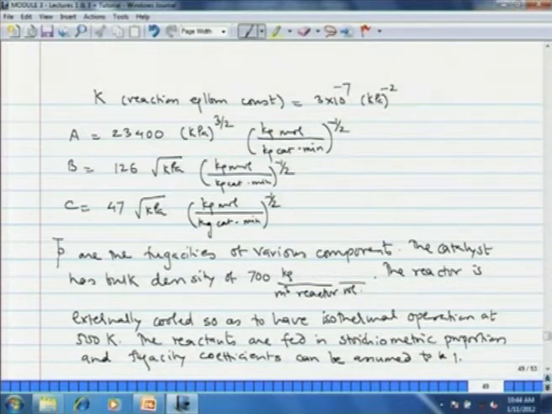The catalyst has bulk density of 700 kg per meter cube of reactor volume. The reactor is externally cooled so as to have isothermal operation at 500 Kelvin and the reactants are fed in stoichiometric proportion. The fugacity coefficients can be assumed to be 1.